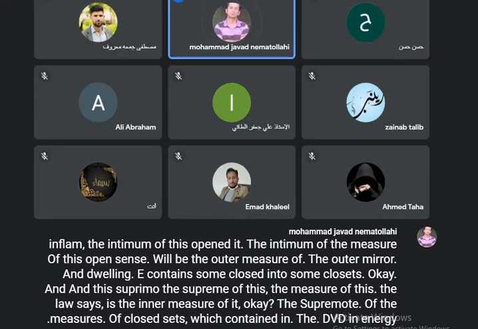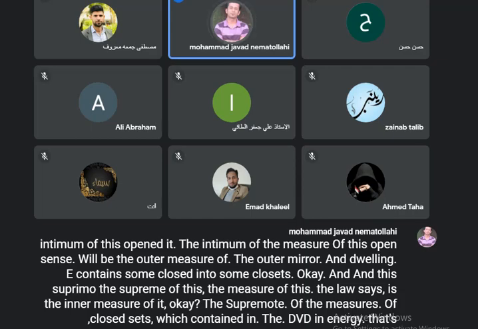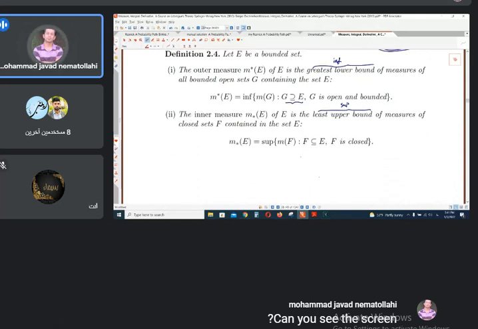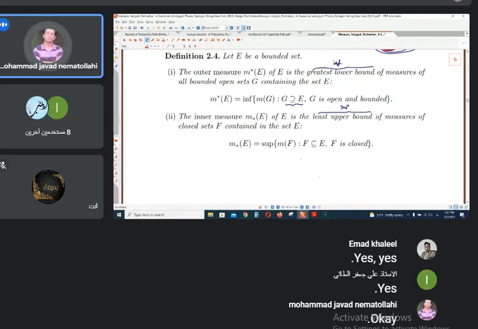Someone else? Maybe. Can you see the screen? No problem? Yes.